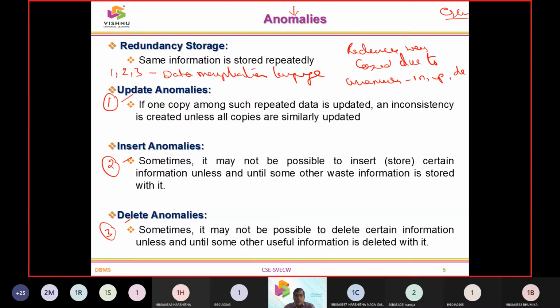Now, when we talk about the update anomaly, if one copy among such repeated data is updated, an inconsistency is created unless all copies are similarly updated.